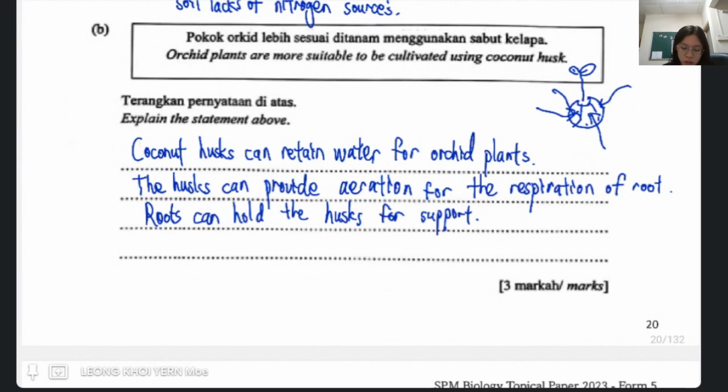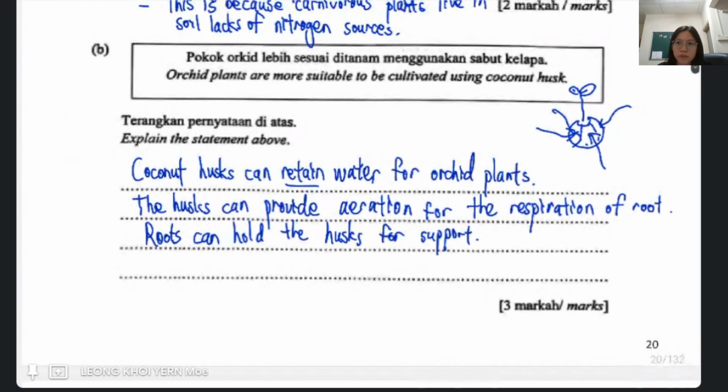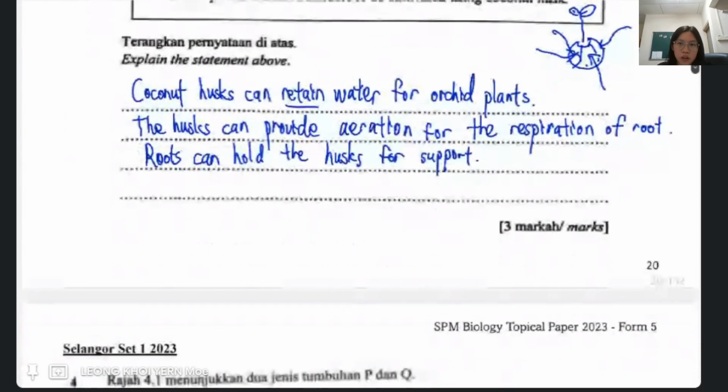All right. So the retain water part, I would like to emphasize that other than retaining the water, because it has the ability to retain water, it can also absorb excessive water. When it absorbs excessive water, it will prevent the root from soaking and then rotting. Yeah, because if you soak the root with excessive water for too long, it will eventually rot. So that's the reason why coconut husk is beneficial and suitable to be cultivated for orchid plant.